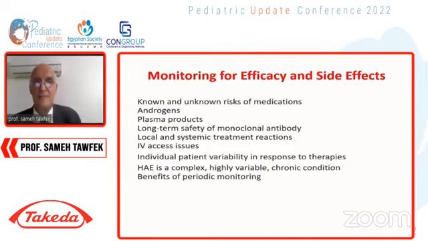We have to know what is known and what is unknown regarding the risk of medications, androgens, and plasma products. It is not only plasma products; it should be fresh frozen plasma to include complement or C1 esterase inhibitors. And long-term safety of monoclonal antibodies, local and systemic treatment reactions, intravenous access, and individual patient variability in response to therapies. Hereditary angioedema is a complex and highly variable chronic condition, and there should be monitoring for these patients.